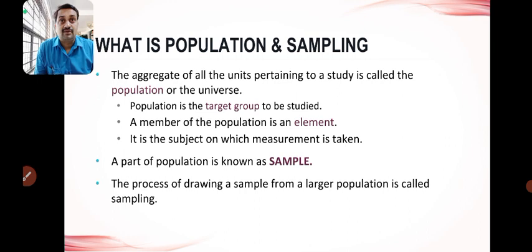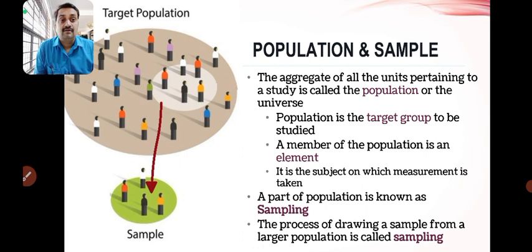Here comes the question of population and sampling. The aggregate of all the units pertaining to a study is called population or the universe. That means if you are studying the engineering college librarians in your state, then each and every librarian who is working in an engineering college in your state is your target group. So the aggregate of those librarians is called population. Population is the target group, and each and every librarian in the population is called the element.